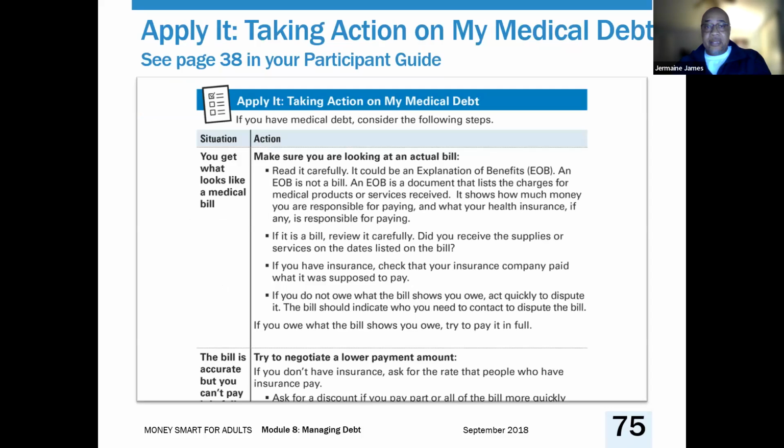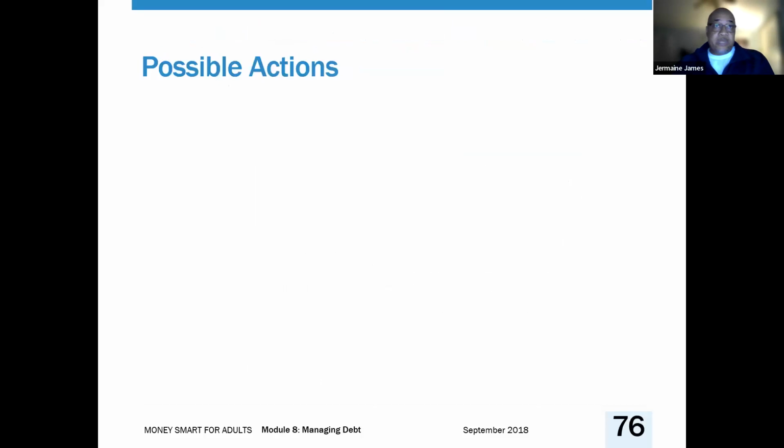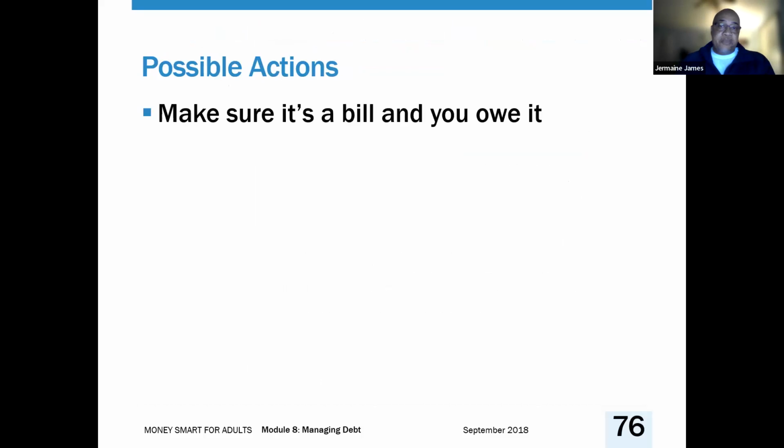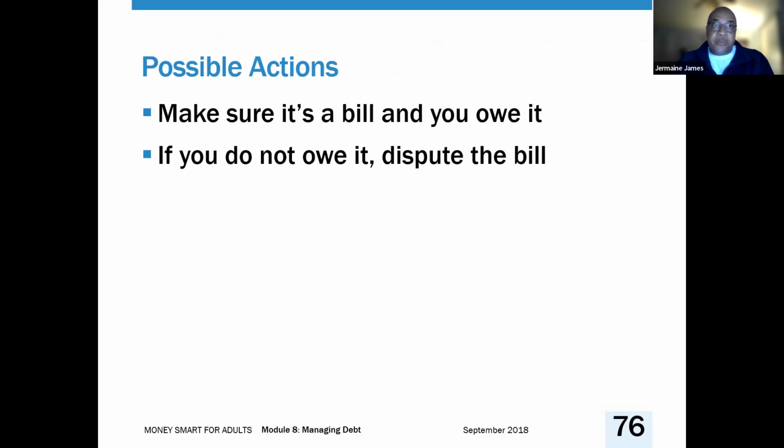With that being said, we want to take action on our medical debt. So, page 38 of your participant guide. If you have medical debt, consider the following steps. The situation is kind of as outlined, and then, of course, you can just follow through on the actual steps provided within the participant guide. Possible actions: make sure it's a bill and you owe it. If you don't owe the bill, dispute the bill.